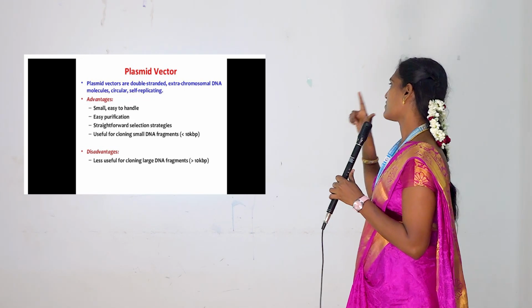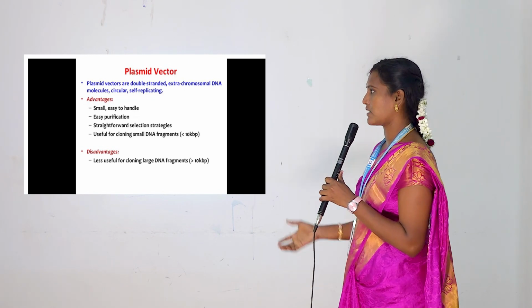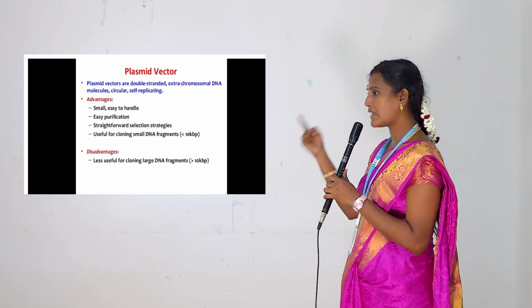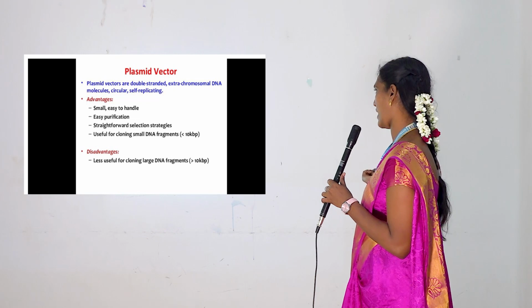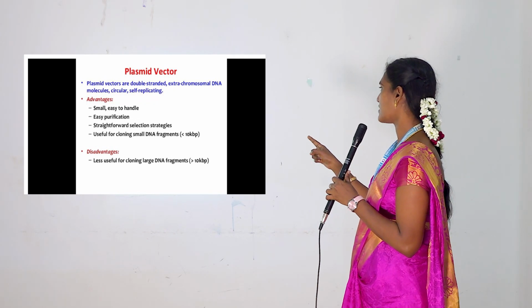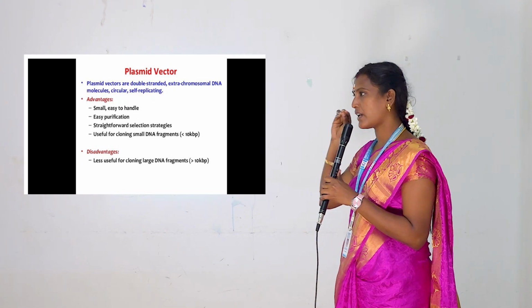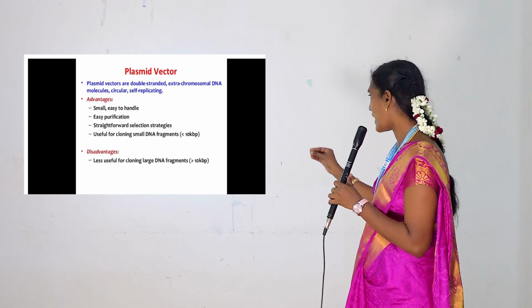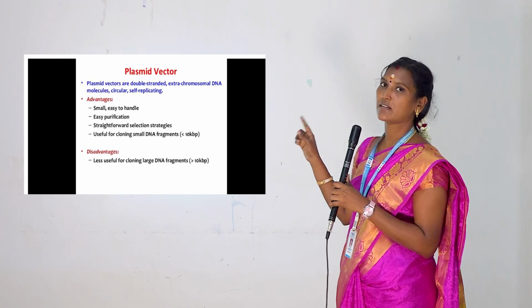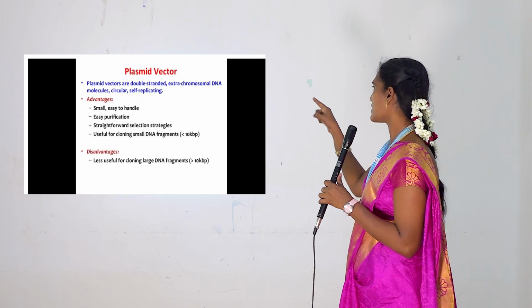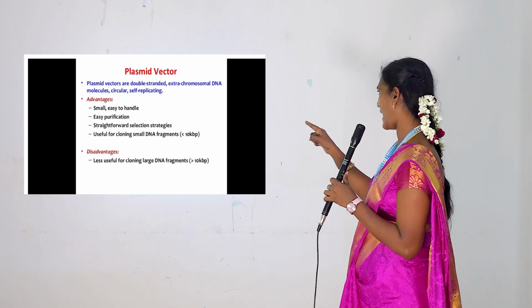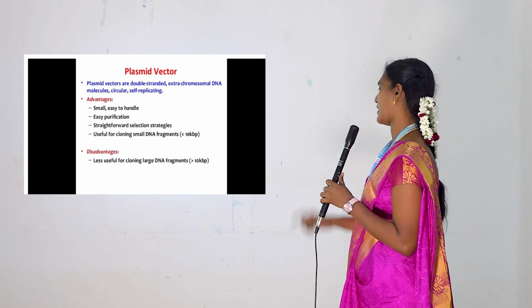Next one is straightforward selection strategies. Selection strategies are easy when compared to other vectors. Then next one is we can clone even very small fragments, less than 10 kb, by using this plasmid vector. These are all the advantages of plasmid as a cloning vector.